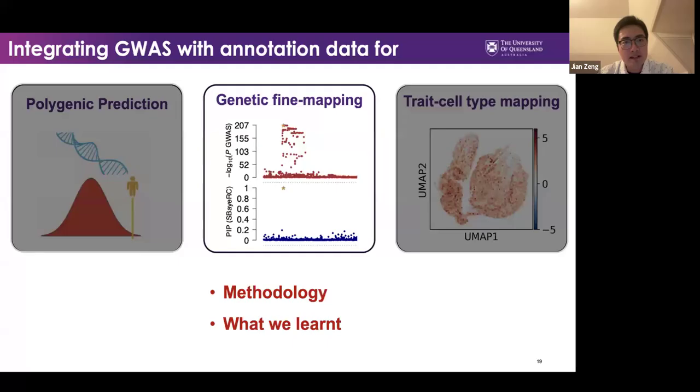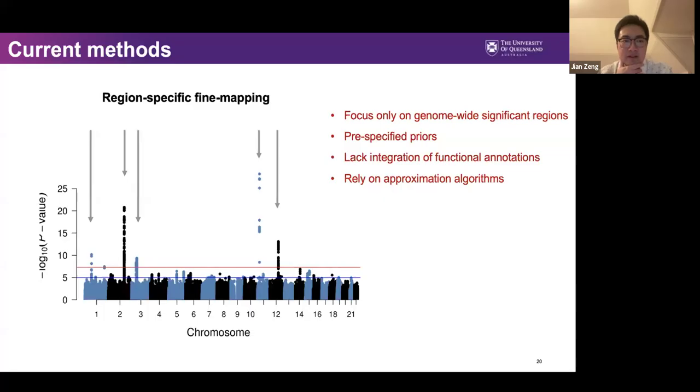The second part is about incorporating annotation to improve fine mapping. There are a lot of fine mapping methods available. FINEMAP and SuSiE are the two predominant methods. However, most of these current fine mapping methods focus on the GWAS region only, or GWAS loci only. Typically, they identify the GWAS loci based on the significance threshold and open up a small window, like 1 or 2 megabases, and only do fine mapping within the GWAS loci.